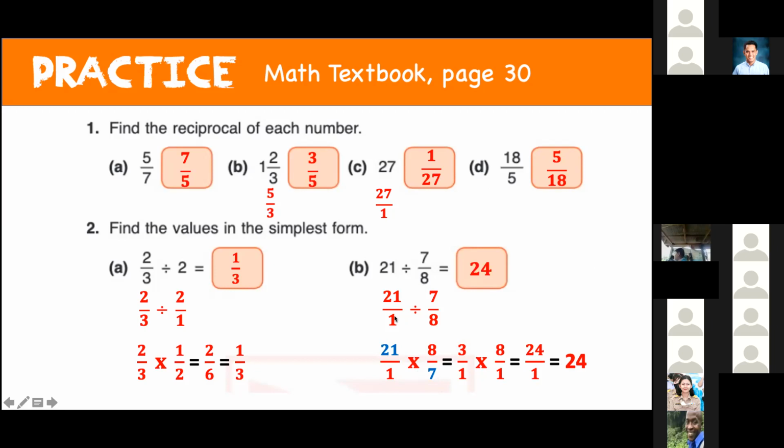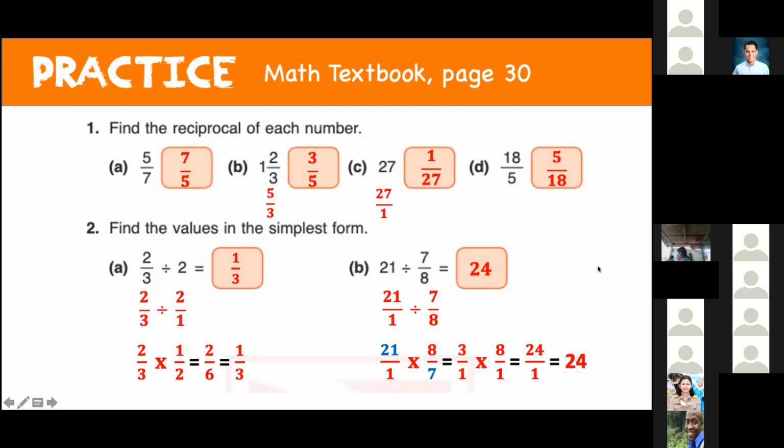Okay, so look at 21 and 7. 7/8 becomes 8/7. Then you divide both 21 and 7 by 7. So it becomes 1 and the other one is 3.